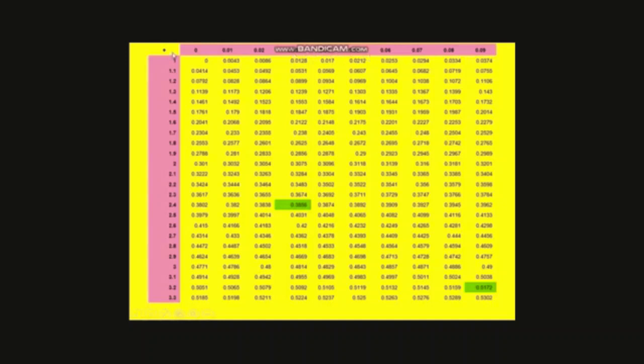So when I was looking for 2.43, I'd come down to 2.4, which is here, and this would be 2.40, this is 2.41, 2.42, this is 2.43. So the log of 2.43 is 0.3856. So 10 to the power of 0.3856 is the answer, 2.43.